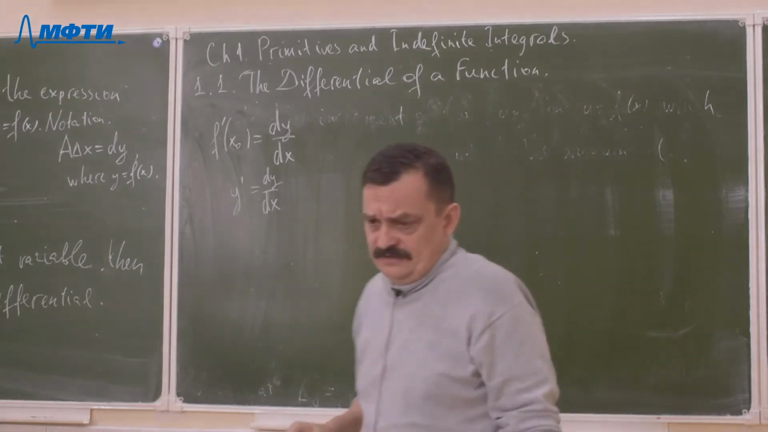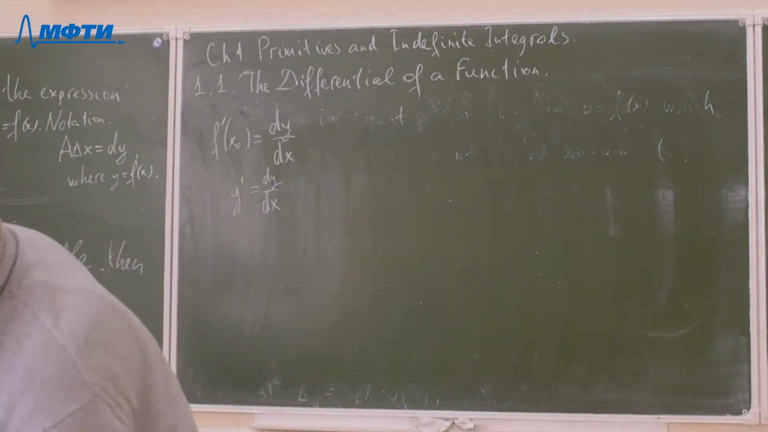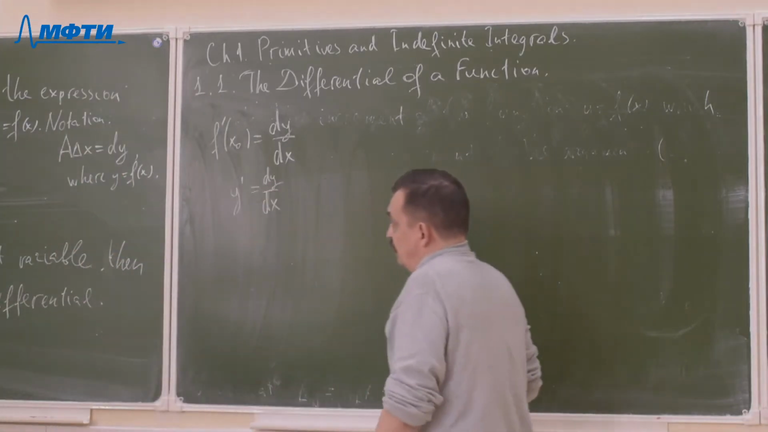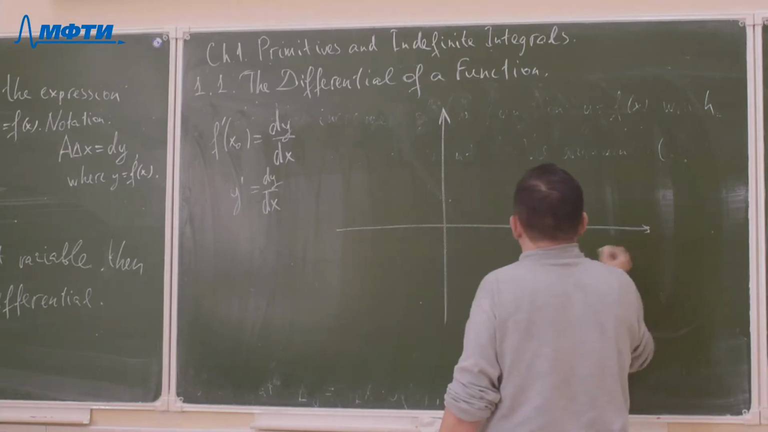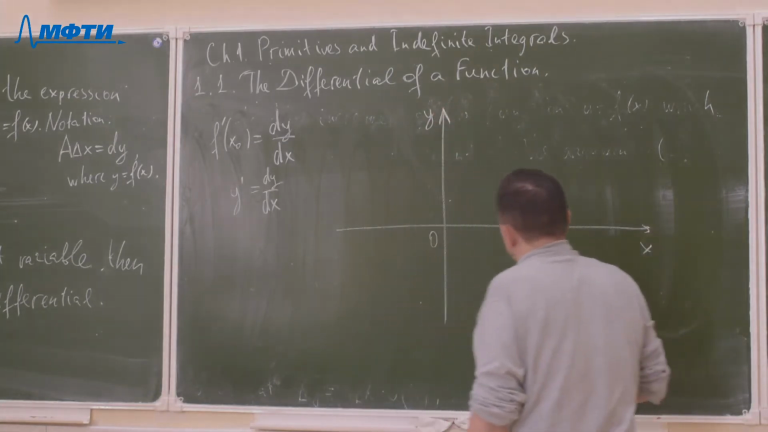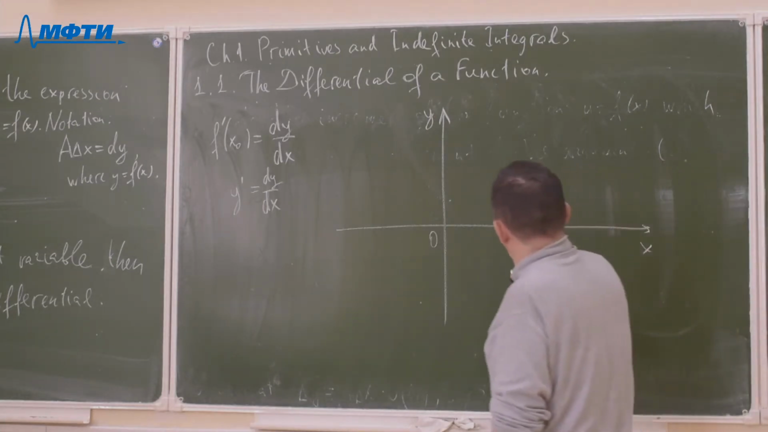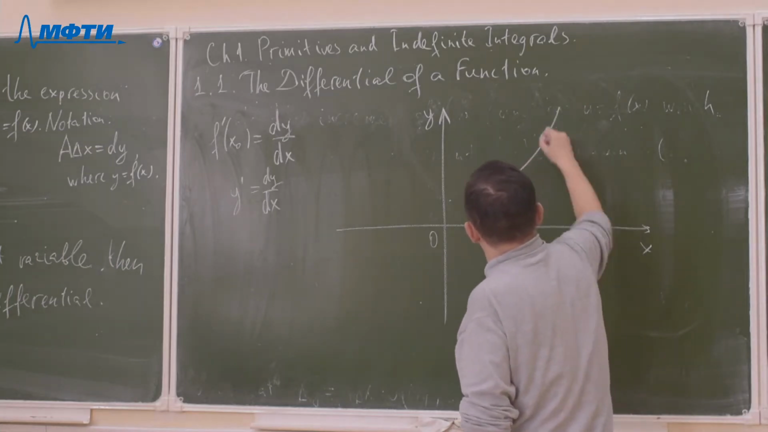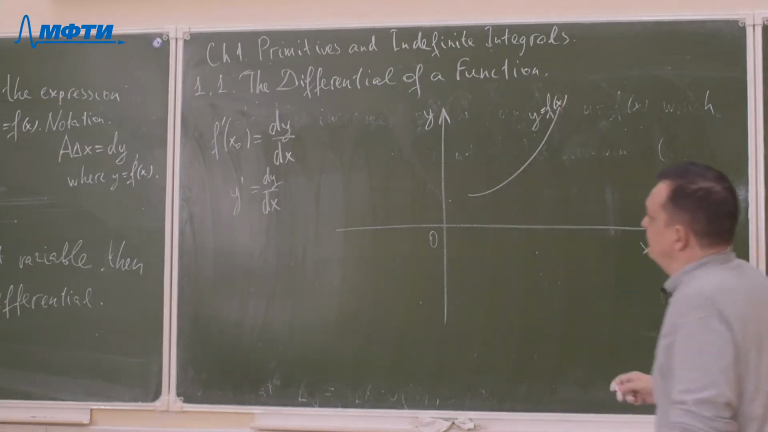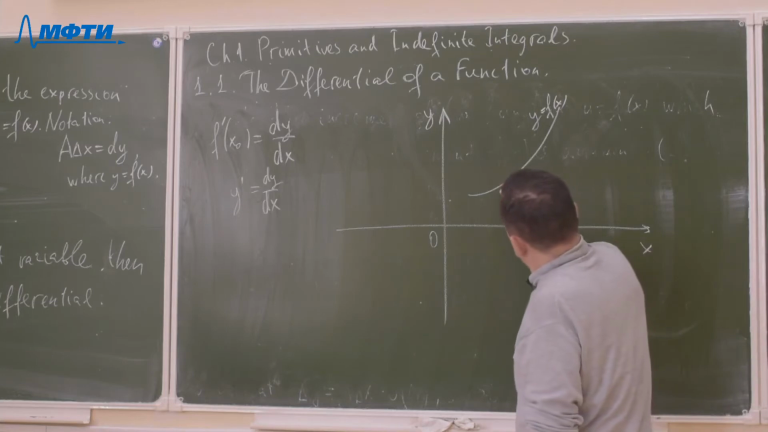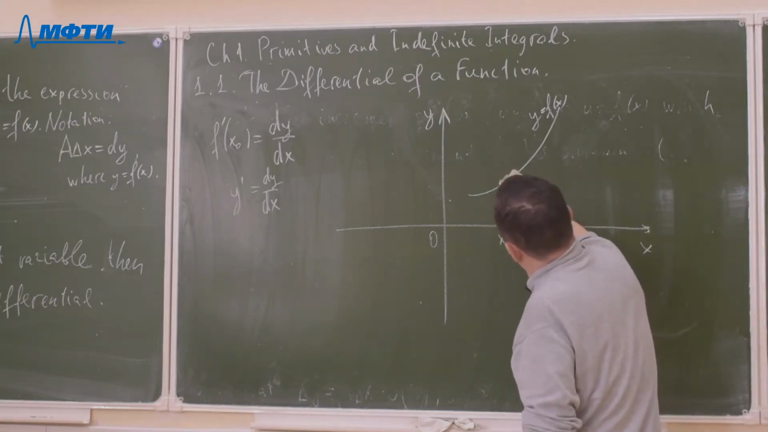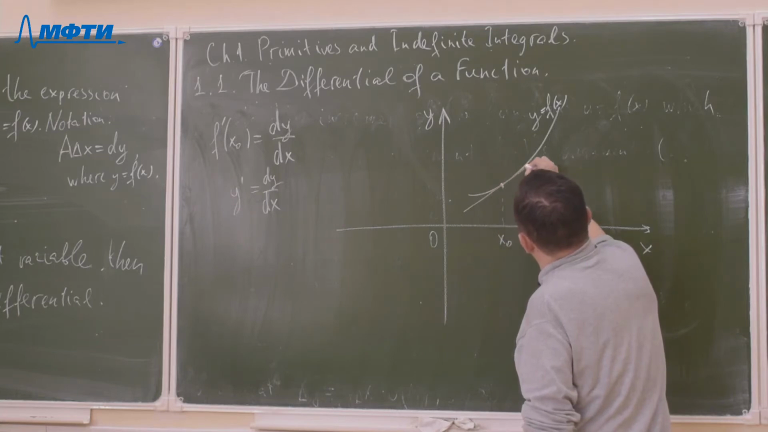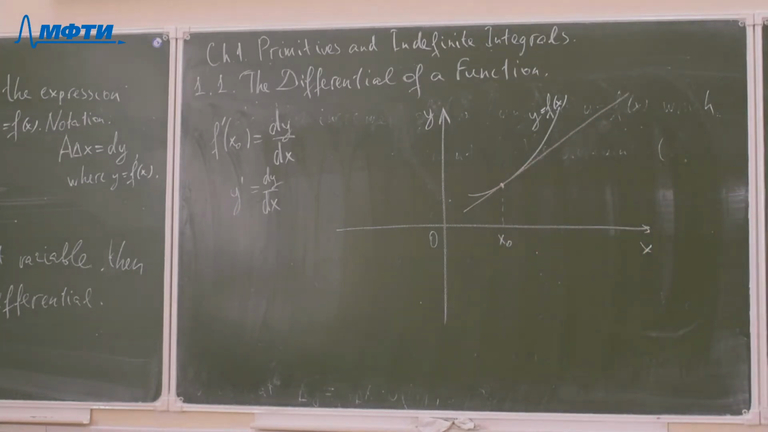Now, I think it's a good time to understand the geometric meaning of the differential. What is the geometric meaning? Let us consider the graph of a function. That is y equals f of x, the graph of a function. We fix a point x naught. Now, as we know, if the function y equals f of x is differentiable, we can draw the tangent.